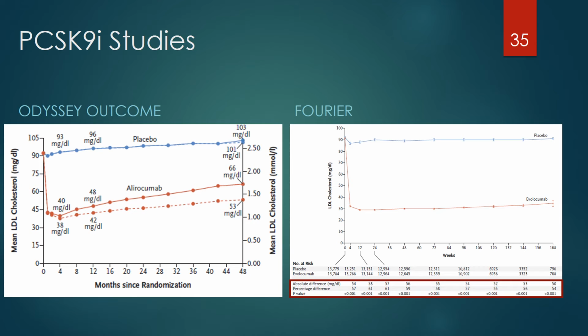So these worked really well. As you can see here, the mean LDL cholesterol throughout the study time was less than 60 most of the time. As you can see, months since randomization up to 48 months out, it was down to 66, so definitely less than 70. With the evolocumab, we're looking at less than 40 most of the time, which was statistically better than the placebo group.